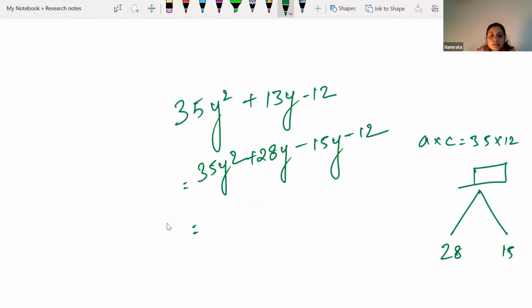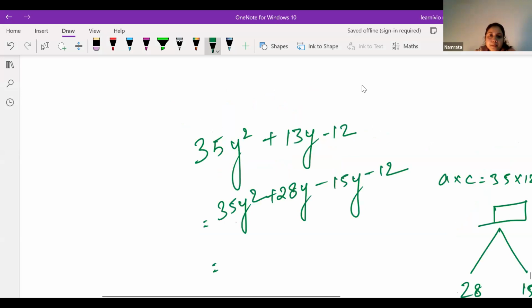Now what is the factorized form you are getting? Let me know. Do it and tell me. Please, each and everyone, unmute yourself and let me know what exactly you are getting, or you can also write the answer in the chat box. What are you getting?